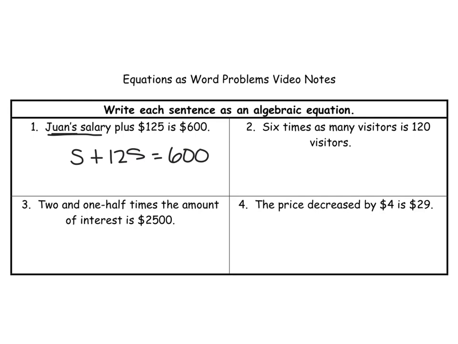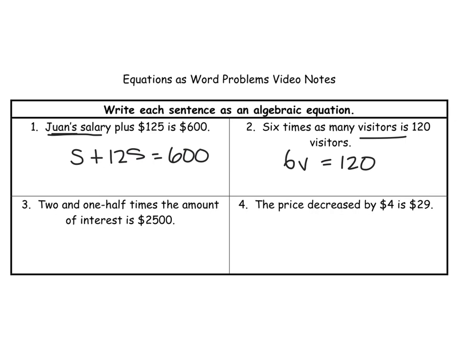Number 2 says 6 times as many visitors is 120 visitors. So we would most of the time just read these literally. 6 times the number of visitors, we don't know how many visitors we are, so we'll call them V, is 120 visitors. So then we could figure out how many visitors, in this case, there would have been.